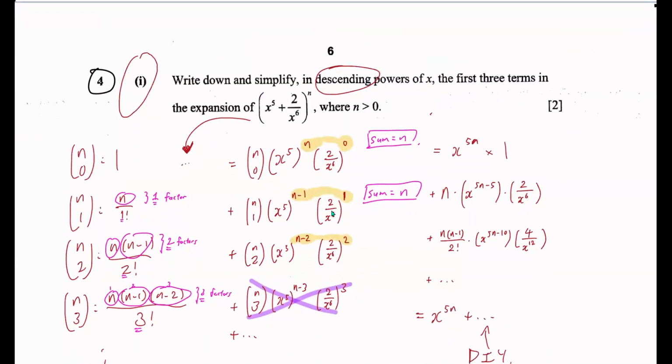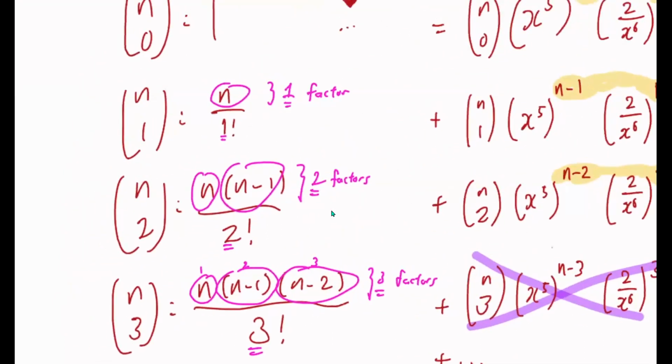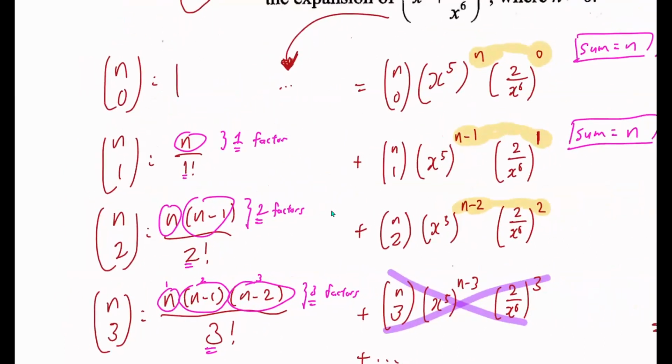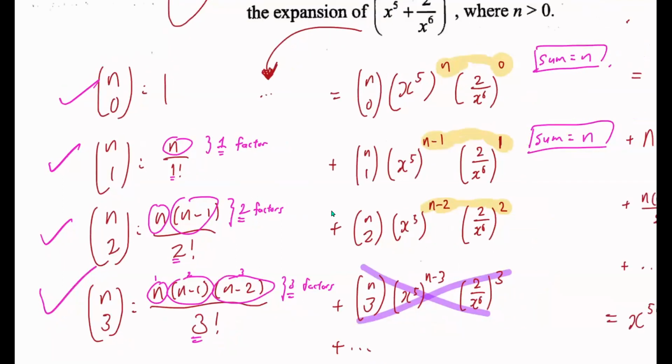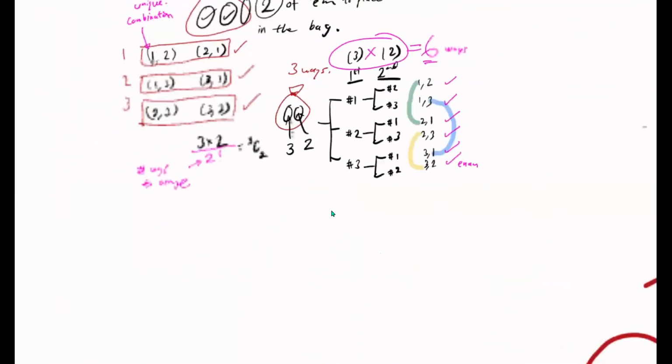Question 4. This is the case where you have a variable power n. So what you're supposed to do is know the factors here: n choose 0, n choose 1, n choose 2, n choose 3. Are you familiar with this? Yeah, right? Okay, then I won't elaborate. Here I gave you a crash course in permutations and combinations.